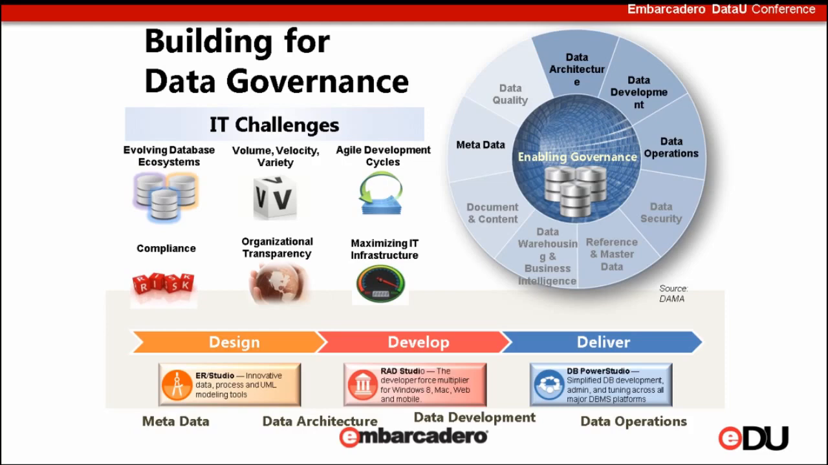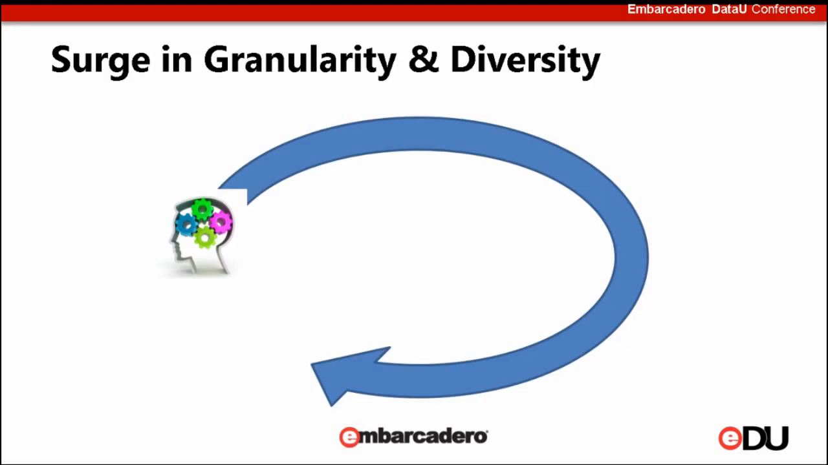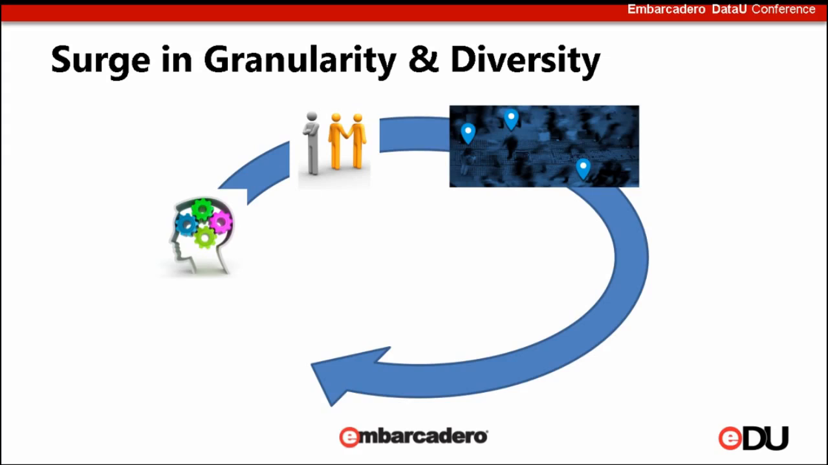Pardon me. This is a very busy slide. So building for the data governance. We know that we have evolving database ecosystems. You've got data warehouses. You have all of these other pieces that are out there, and they're difficult to control. So there's this big surge. This trend now is a big surge in granularity and diversity. You've got web, you've got mobile, you've got cloud. All of these information sources coming in.